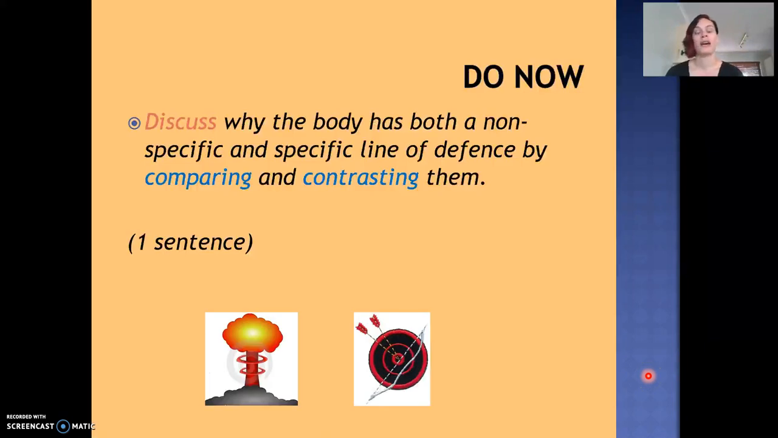I would like you to now do something before we start. Discuss why the body has both a non-specific and a specific line of defense by comparing and contrasting them.